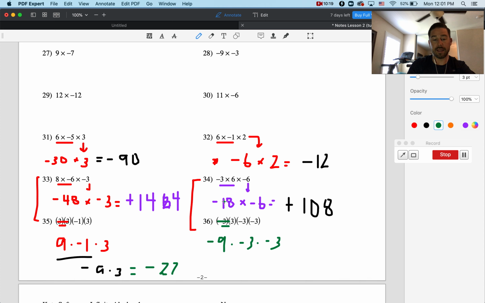So now we attack again. We come back and we attack the first two again. What are these signs? They're the same, which means we're going to have a positive. 9 times 3 is 27. Times, drop this guy down, -3. And then we see at the end, we look at the signs always first. Are the signs the same or different? They're different, which means we're going to have a negative. 27 times 3 is 81.